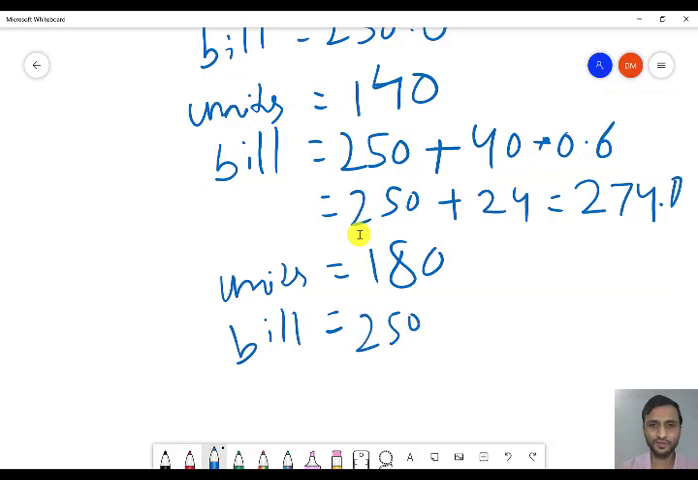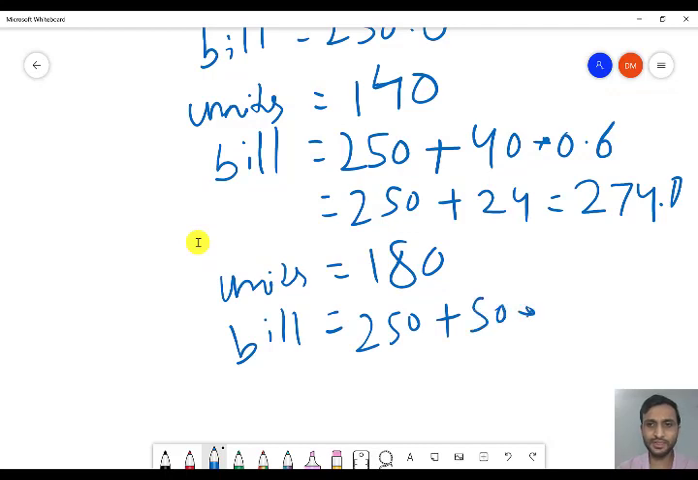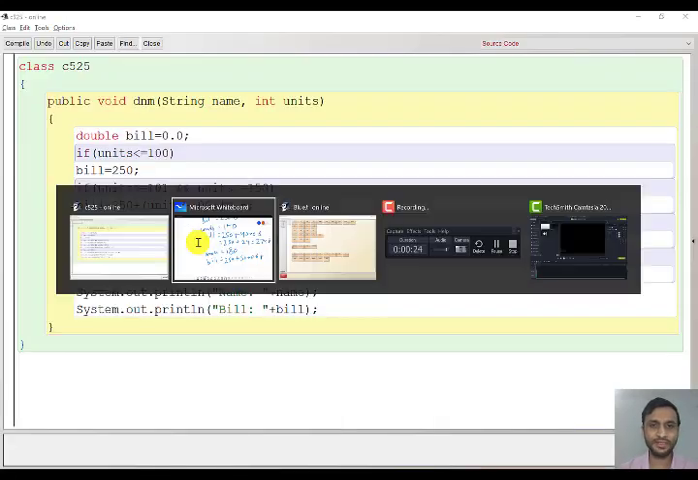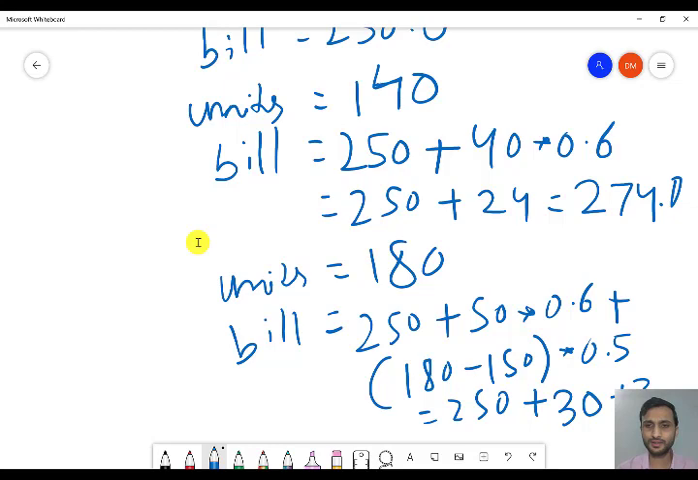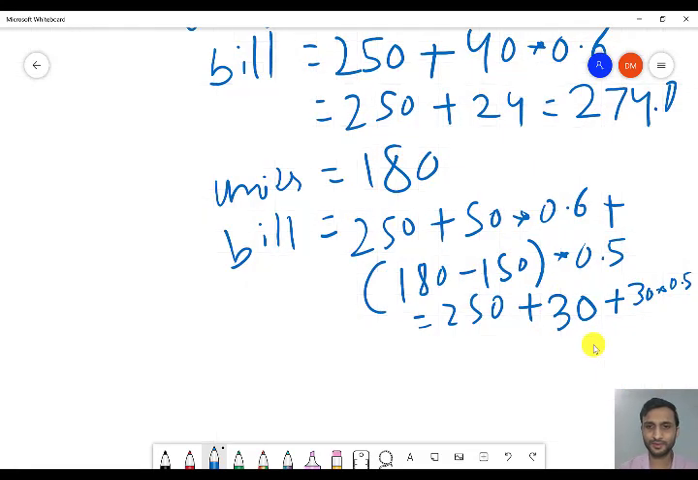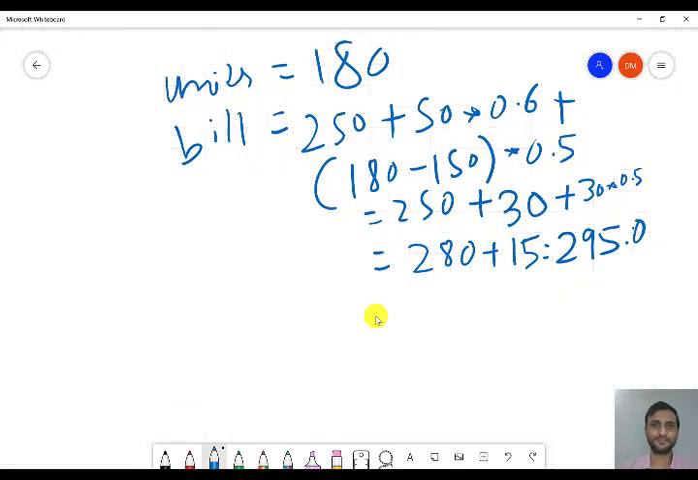So the bill is 250 for the first 100, 50 into 0.6. For the next 50 it is 0.6. Whatever is extra, how much extra? 180 minus 150, it is 0.5. So 250 plus 30 plus 30 into 0.5. So it is 280 plus 15, that is 295.0. This is your final answer.